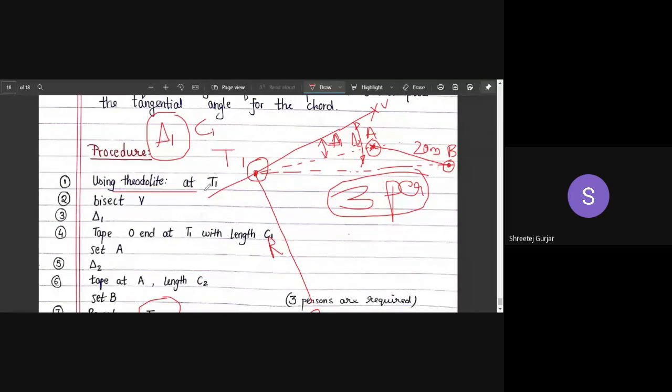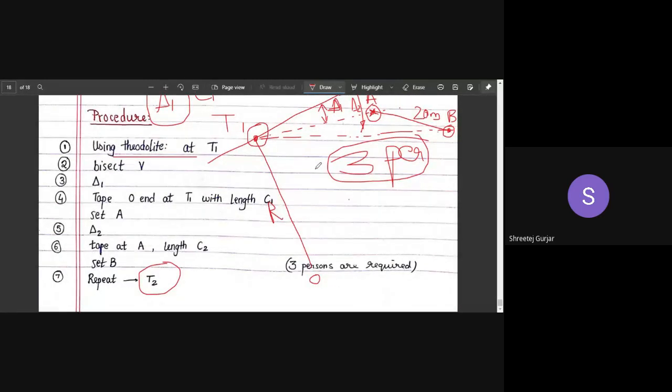So I hope this particular procedure is clear. I have written it in short. You can later on go through the detailed procedure. I will send it to you.